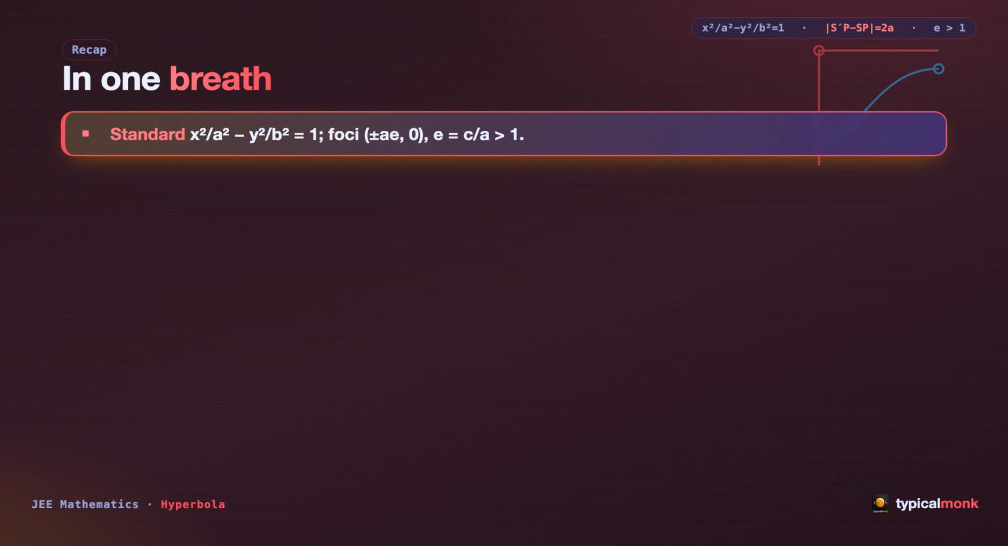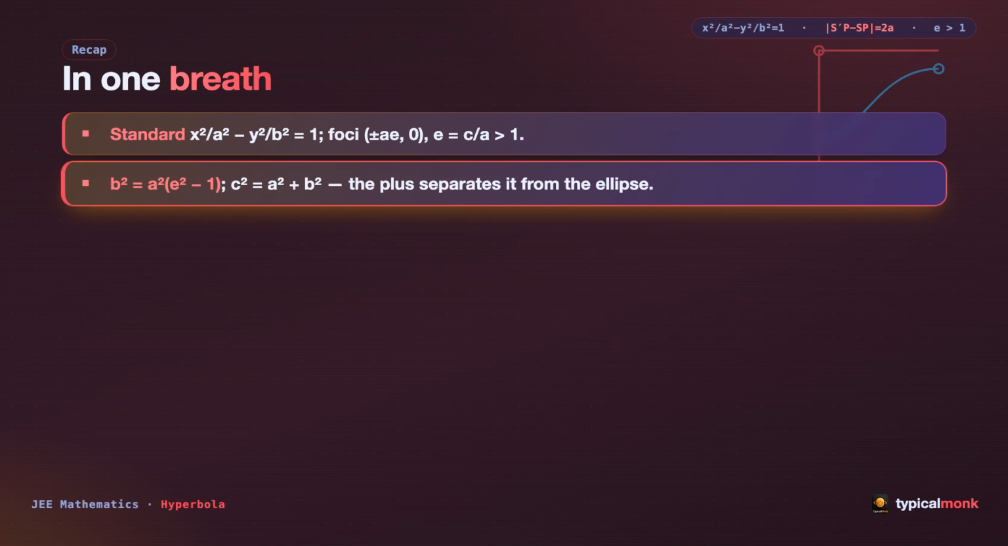Let us gather it all in one breath. The standard form x squared over a squared minus y squared over b squared equals 1. Foci at plus or minus ae, 0. Eccentricity e equals c over a, greater than 1. b squared equals a squared times (e squared minus 1) and c squared equals a squared plus b squared. The plus separates it from the ellipse.